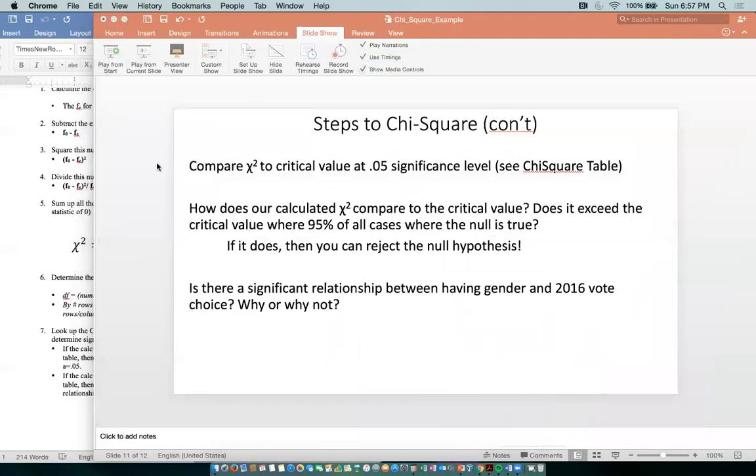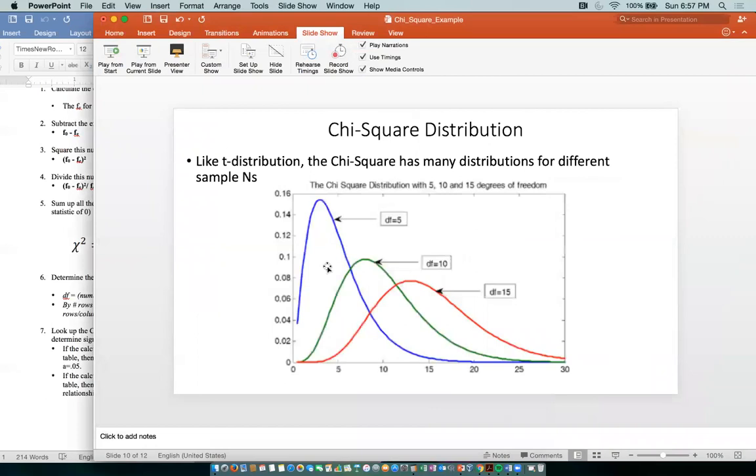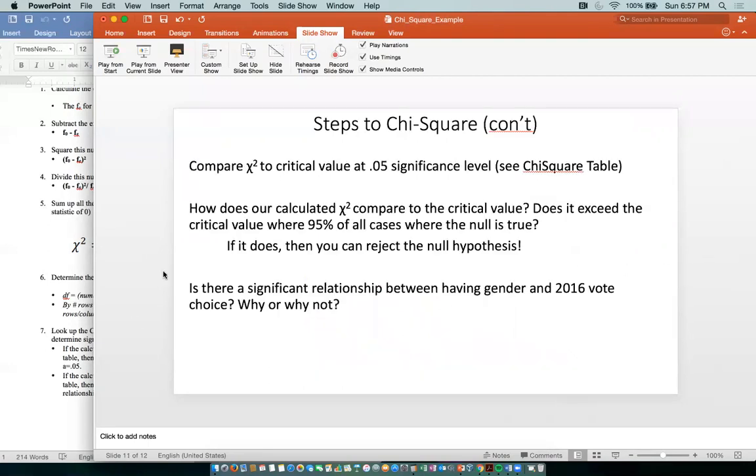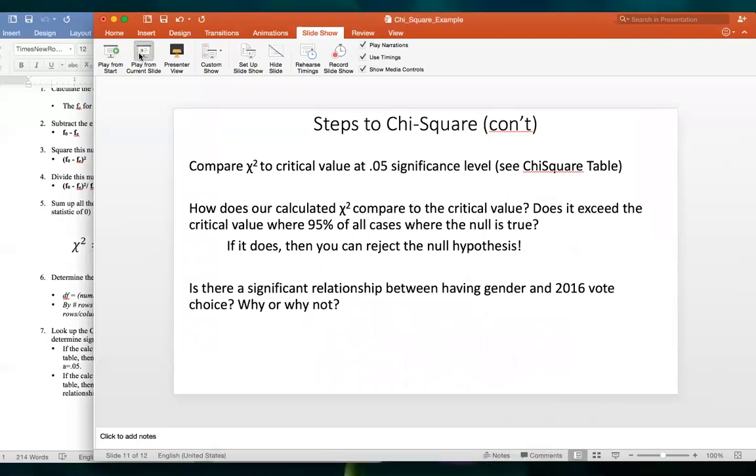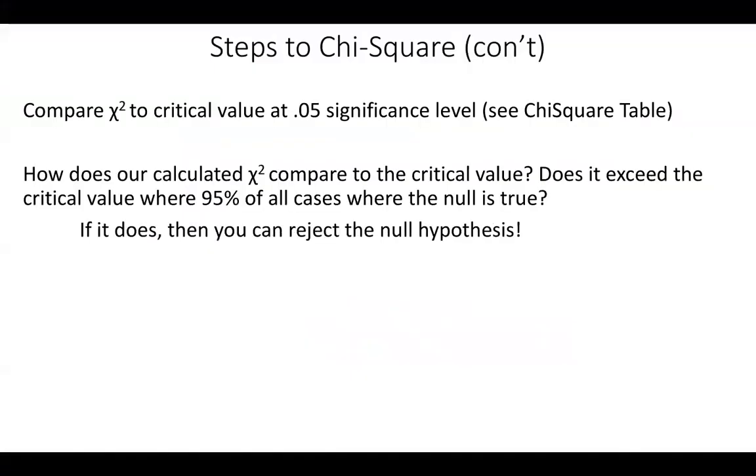So if I go back to my slides, if we're looking at this distribution here, and we have a critical value of 5.99, it would fall somewhere around here. Everything to the left of that would be where the null is true. Everything to the right of that would be where the null is false. So basically, we calculate our chi-square, we compare that to the critical value, and then ask ourselves, does it exceed the critical value where 95% of all cases occur? If it does, then we reject the null.